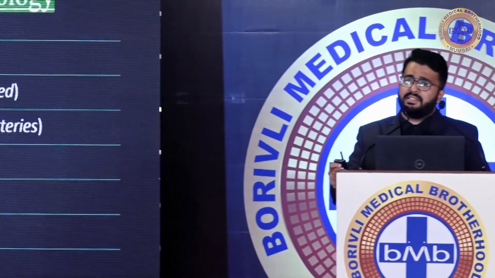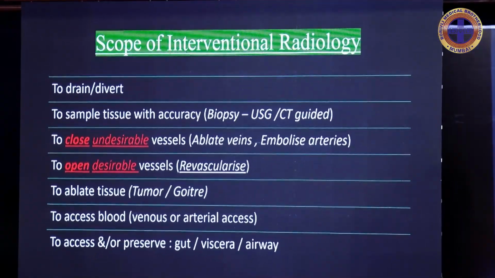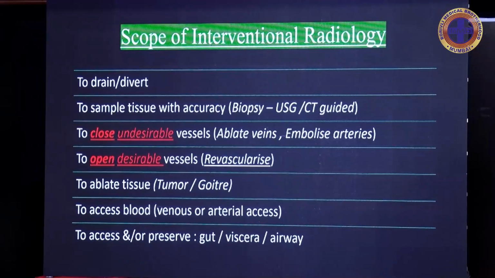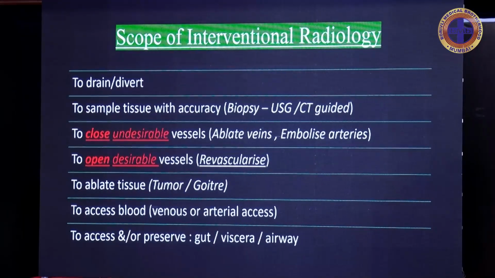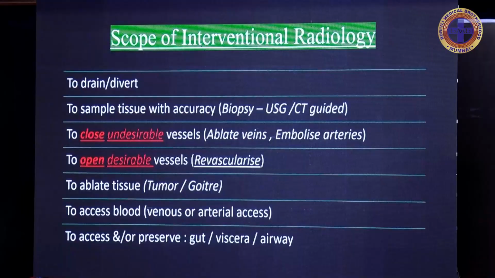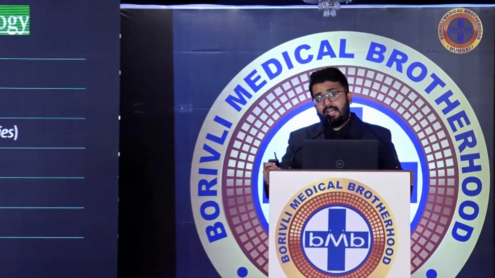Second is to sample tissue with accuracy, that is doing image-guided biopsies using ultrasound or CT scan, whether it's a neck node, mediastinal node, liver, kidneys, all of these can be sampled accurately using ultrasound or CT guidance, even the pancreas. To close undesirable vessels, that is, if there are any additional vessels that need to be ablated, for example, in varicose veins, where you have vessels that are not meant to be there, we ablate those. Or to embolize arteries, that is, those arteries that have developed for tumors as a feeding artery, that can be embolized using interventional radiology. To open desirable vessels, that is, to revascularize.